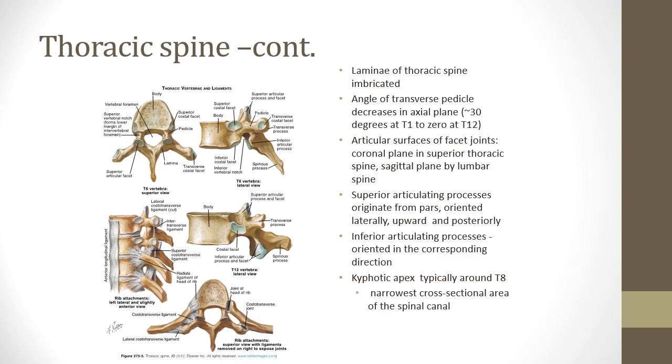As is the case in the cervical spine, the laminae are imbricated. The transverse pedicle angle decreases from approximately 30 degrees at T1 to 0 degrees at T12 in the axial plane. Articular surfaces of the facet joints are in the coronal plane towards the superior thoracic spine and gradually reorient into a sagittal orientation by the lumbar spine. Of note, the kyphotic apex of the spine is typically around T8, which also corresponds to the narrowest cross-sectional area of the spinal canal and the most oblique spinous processes in the spine.